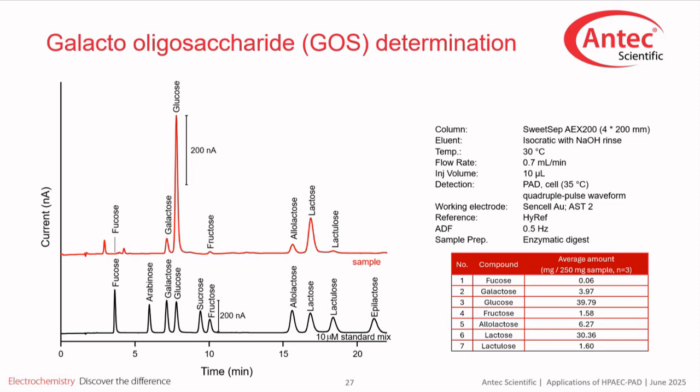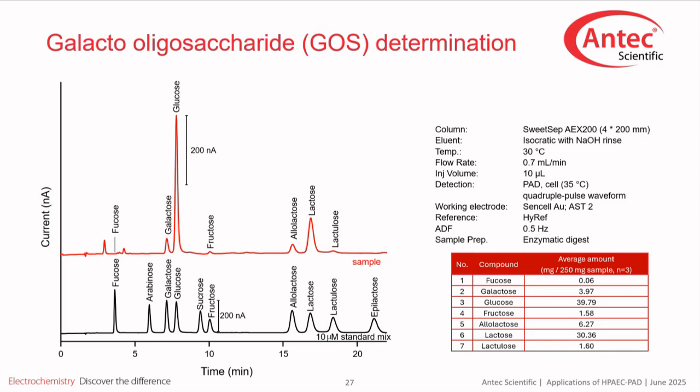Currently, the most widely used method for determining total GOS content in food is detailed in the AOAC method 2001.02. This method describes the extraction of GOS, followed by an enzymatic digestion of the oligosaccharides, like seen in the previous slide, into monosaccharides and their subsequent analysis using HPLC-PAD. We applied this workflow to the determination of GOS in infant formula, as you see in this slide.